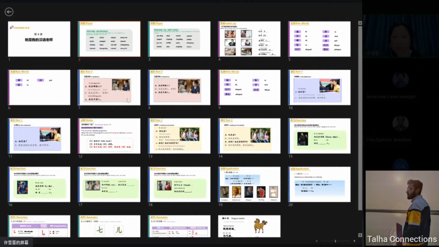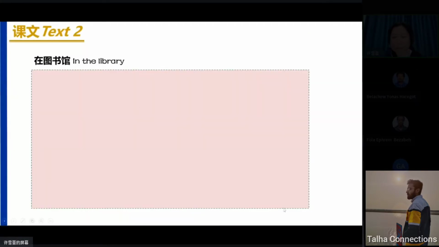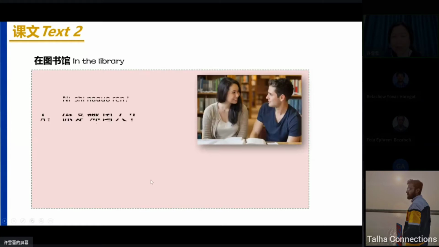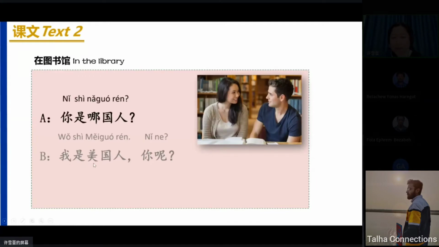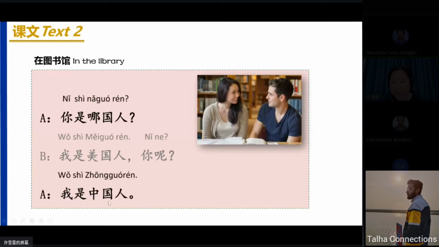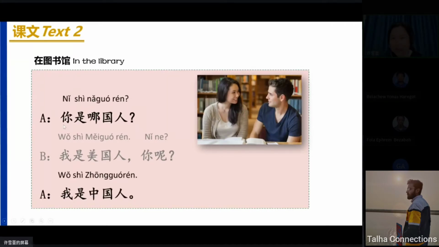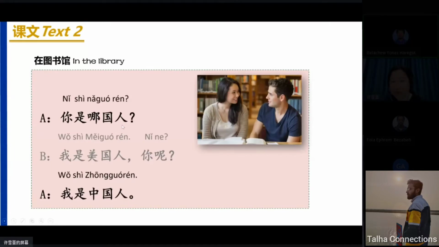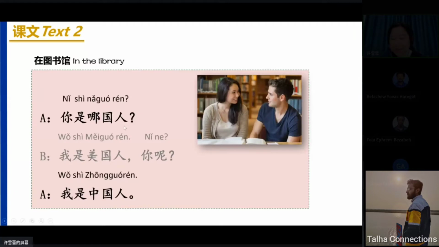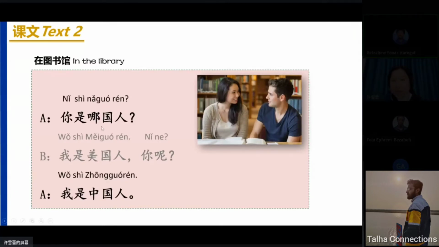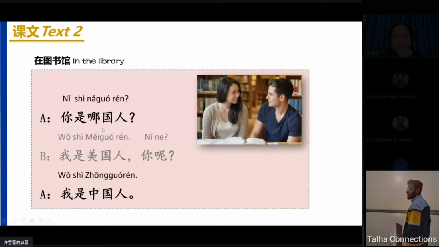Last time we learned to ask about one's nationality, right? Now the question is 你是哪国人? 我是美国人. 你呢? 我是中国人. The question, 你是哪国人? 哪国, which country? 人, people. So, which country's people are you? Literally. So you should have the idea.